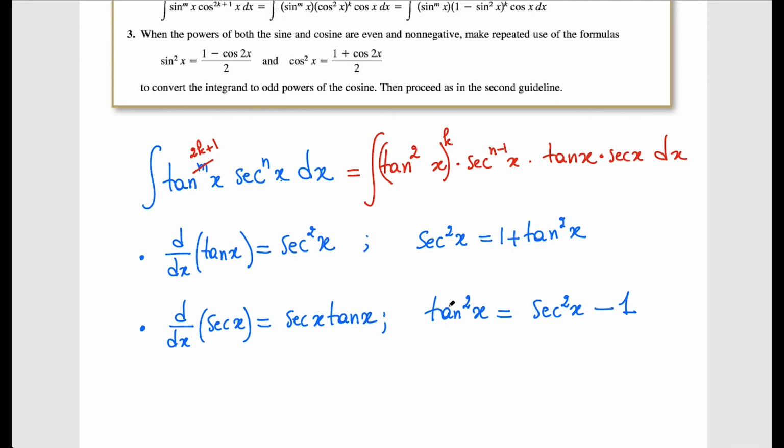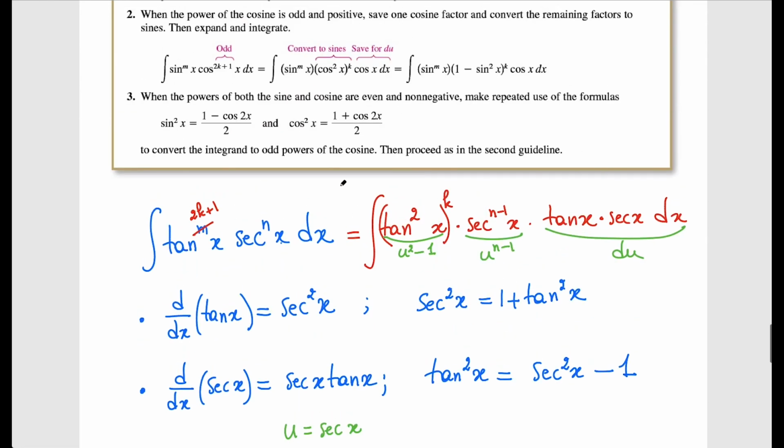And then now, because of these two properties, you can say, okay, if you write u to be secant, tangent squared becomes u squared minus 1. This becomes u to power n minus 1, and this becomes du, because secant is u, and then you are integrating a polynomial. Okay, so we're back to a situation similar to the ones we discussed above.